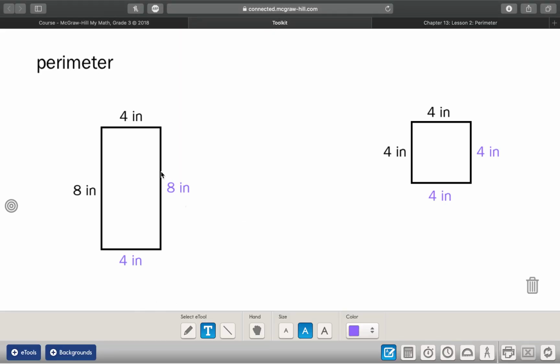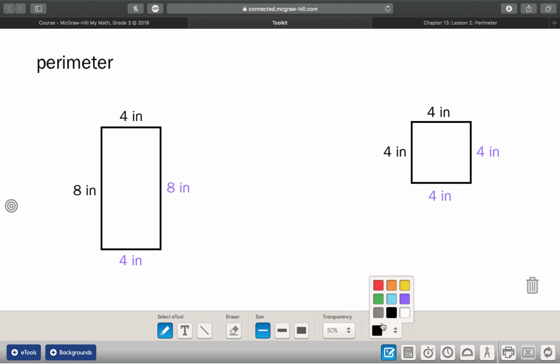Here I have a rectangle. It has 4 inches this way and 8 inches this way. How would I find the perimeter? I would just have to add up all the sides. So 4 plus 8 plus 4 plus 8. Of course, there's a couple ways that you could solve that. Well, I know 4 plus 8 is 12, and I have 4 plus 8 here and 4 plus 8 here, so I could just add 12 plus 12, which I know already is 24.